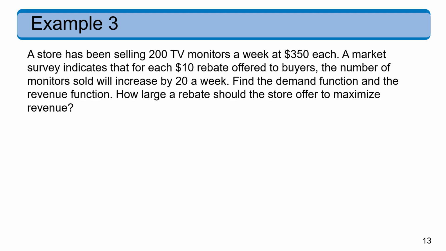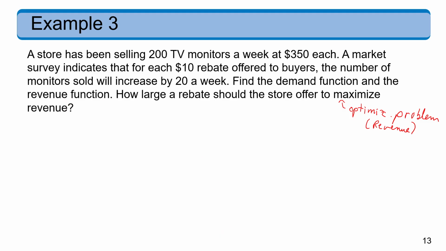So notice the word maximize, right? This tells us this is an optimization problem. And the thing we want to optimize is revenue. So we're eventually going to need to find a revenue function and then use our optimization methods. But notice they kind of gave us some help by saying first find the demand function and the revenue function. So we're going to find the revenue function there. And then we can proceed with the optimization.